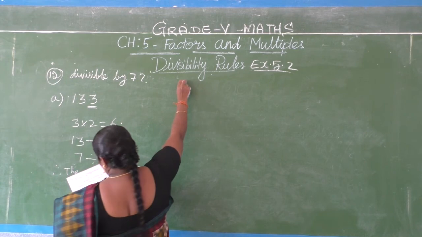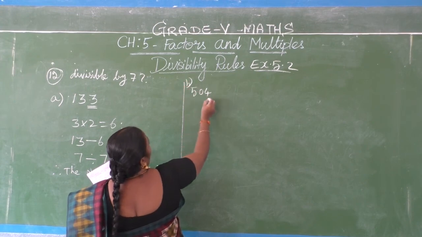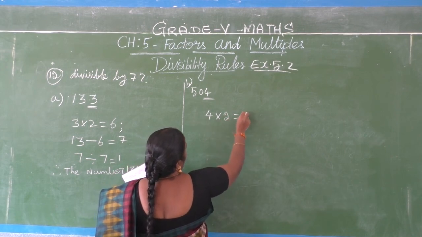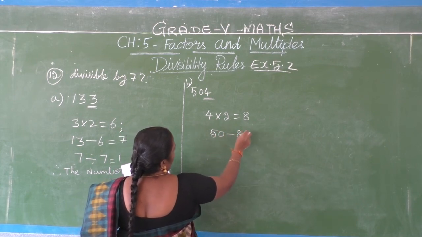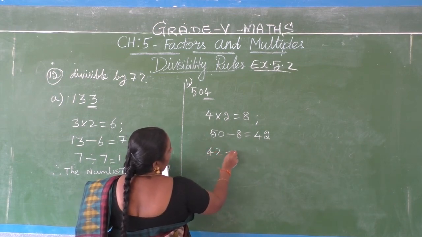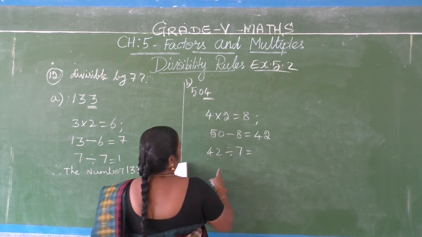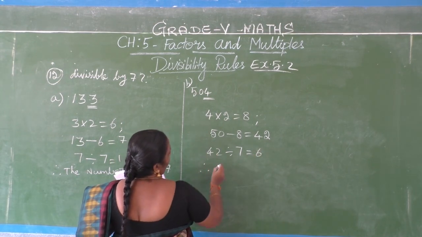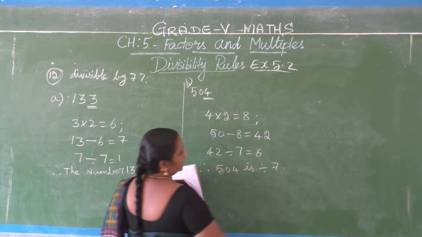Okay, one more sum Kanna. In the same one, 504. See, first you have to double the ones place number. So 4 twos are 8. Then you have to subtract this number from the rest of the number. So 50 minus 8, what will come? 42. Then how to check whether this 42 is divisible by 7 or not? How many times will it come? 5 sevens are 35, 6 sevens are 42, 6 times. Therefore, the number 504 is divisible by 7.